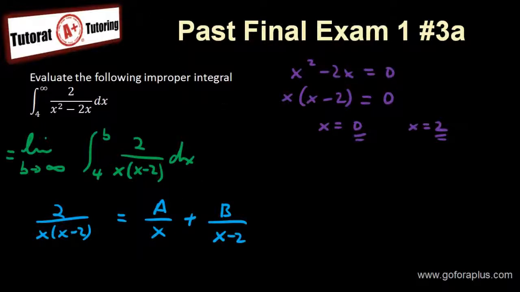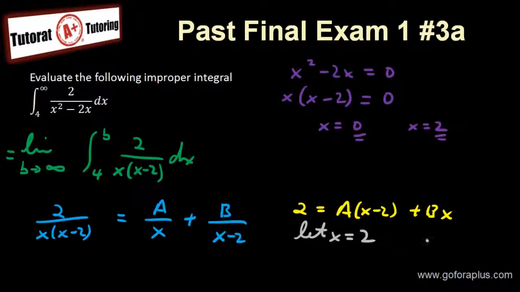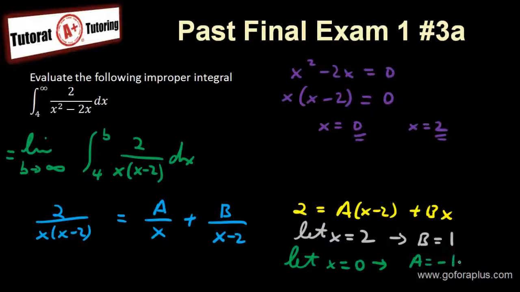Now, how do we find a and b? All you need to do is 2 equals a times (x minus 2) plus bx. Now you can let x equal 2. This whole term is 0, so all you have left is 2b equals 2, which means b is equal to 1. Now if you do that with x equals 0, this term is 0. So all you have left is minus 2a equals 2, which means a is equal to minus 1.